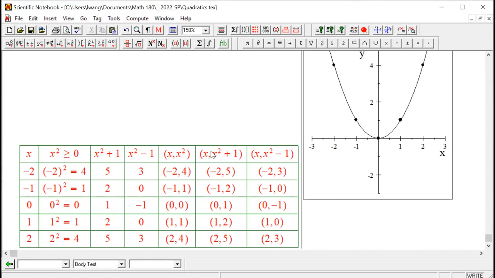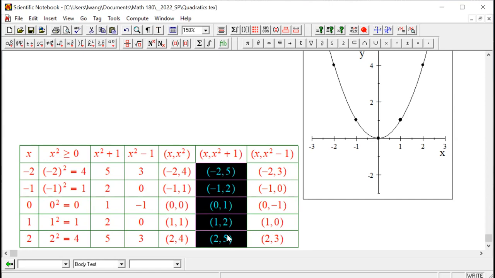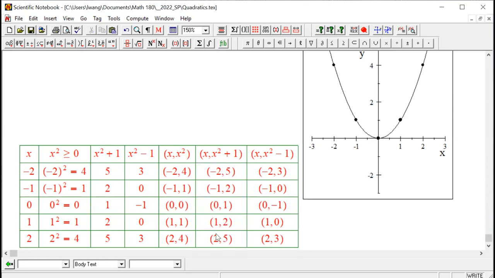Right? So for the curve x squared plus 1, we got these points. The input stays the same. The output is what? The output all added 1. 4 plus 1, 1 plus 1, 0 plus 1, 1 plus 1, 4 plus 1, right? So what do you imagine before we plot the points? What do you envision?